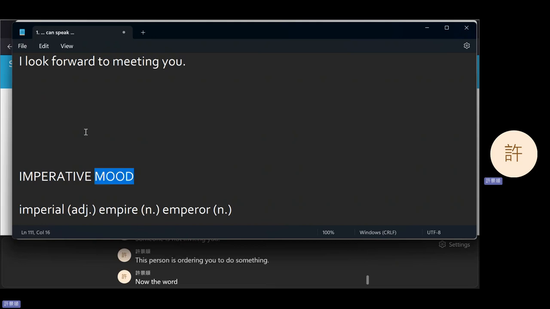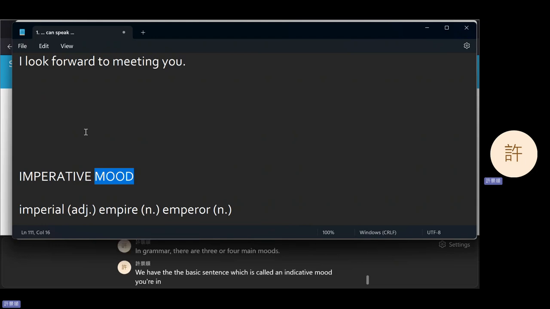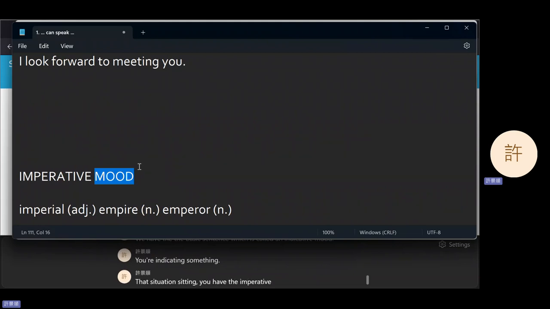Now, the word mood in grammar, there are three or four main moods. We have the basic sentence, which is called an indicative mood. You're indicating something. That's the 出一件事情. You have the imperative mood. You have the interrogative mood. You are interrogating someone. I suddenly can't remember the Chinese for interrogate. 不是咨询, 询, no. Like when a policeman to a suspect. 审问审讯, yeah, something like that. So you're asking questions. Interrogative mood is just questions.